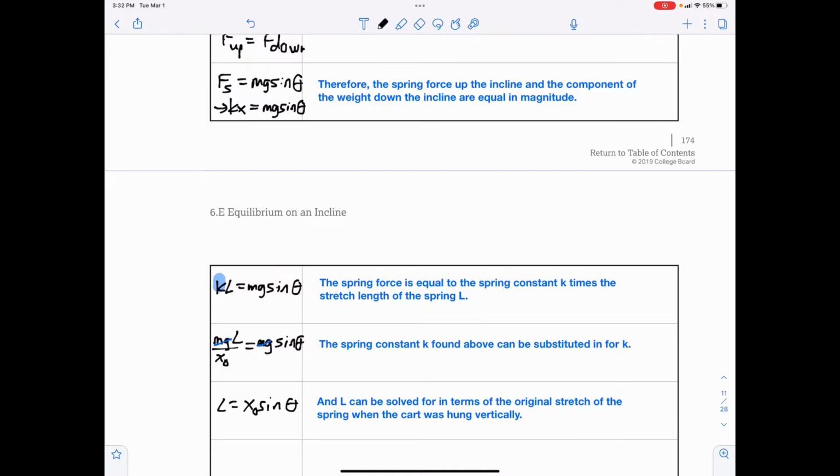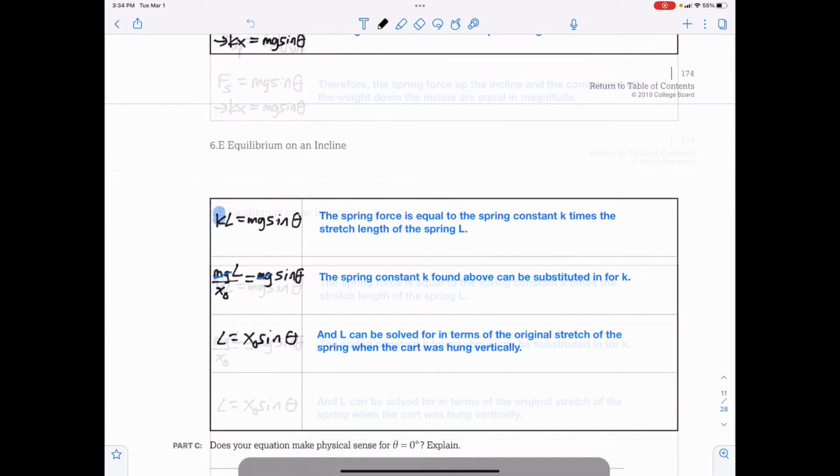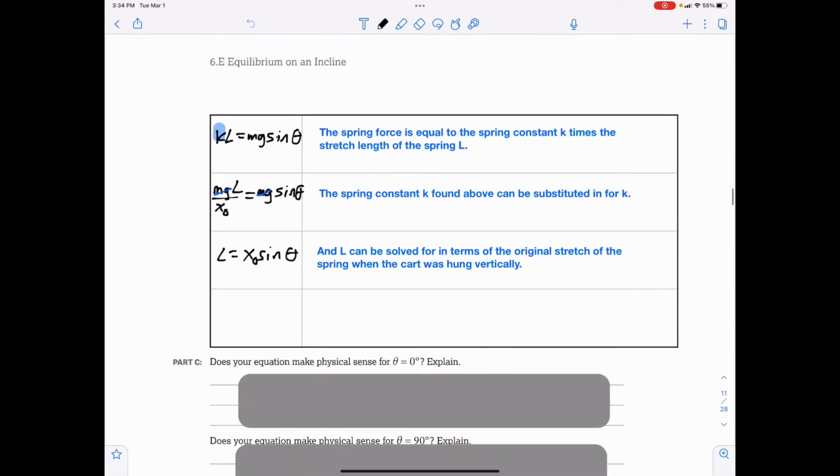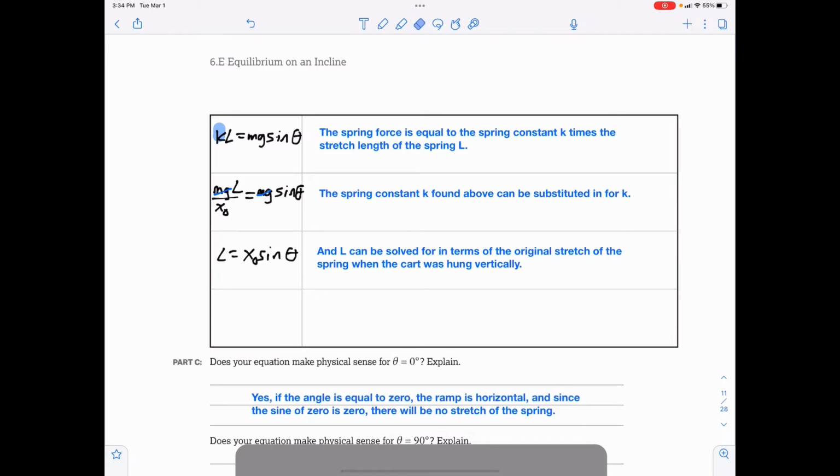Okay, now we can actually figure this out from the picture too. Part C, does your equation make physical sense for theta? Okay, so our equation is x naught times sine of theta equals our length. Well, yeah, it does. Okay, here's why.